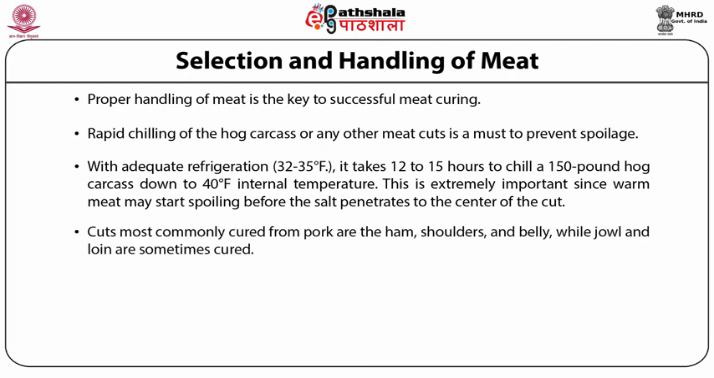Cuts most commonly cured from pork are the ham, shoulders, and belly, while jowl and loin are sometimes cured. Most commonly cured beef cuts are briskets, strips of round or chuck, and plates, which can be cured as beef bacon.